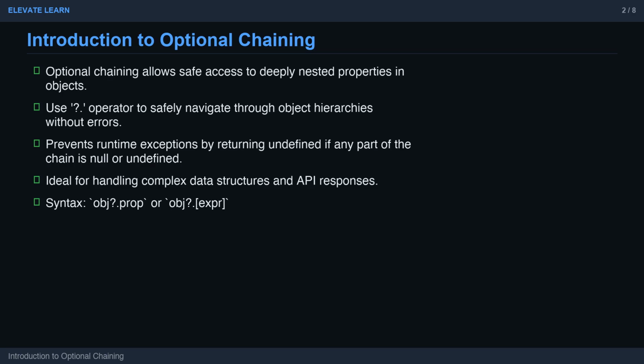For example, imagine you have an object like this. To access the address safely, you would use optional chaining. If any part of that chain is null or undefined, it will return undefined instead of throwing an error. This makes your code cleaner and more robust when dealing with complex data structures and API responses. It's like saying, try to get this property for me, but if you can't find it, just give me back undefined. Pretty neat, huh? Let's see how we can use this in our code next.